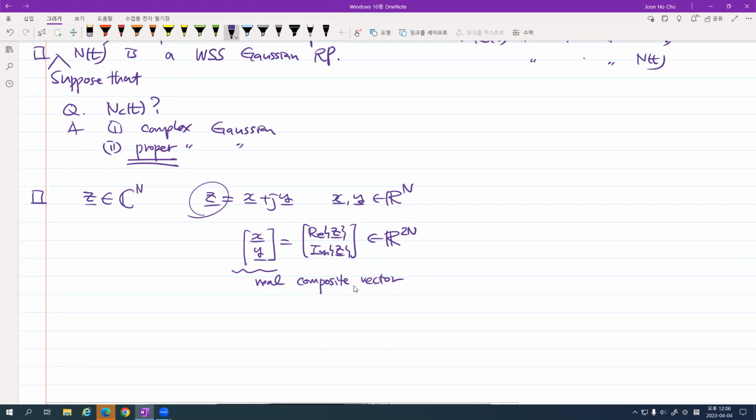That is one approach. The other is very strange at first glance. What you do is that you put z and z conjugate together. And this one is called the complex augmented vector.